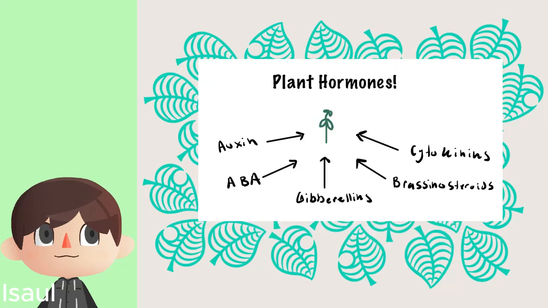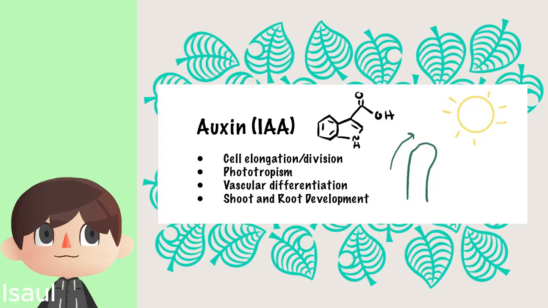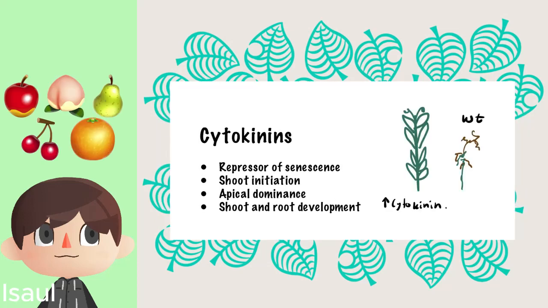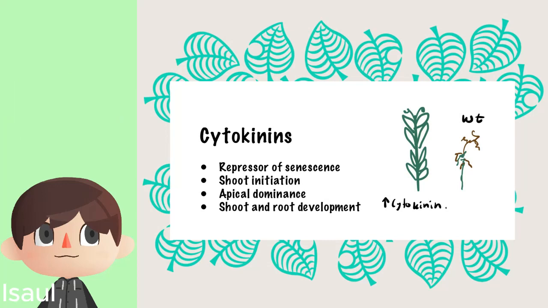In our class, our wonderful instructors have taught us all about these hormones. Auxin is known for cell elongation and division, phototropism, lateral root initiation, vascular differentiation, and root and shoot development. Cytokinins are known as repressors of senescence. I could definitely use that for my fruits. And it also impacts cell division, shoot initiation, apical dominance, and shoot and root development.